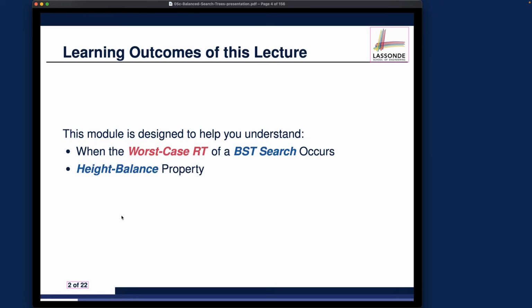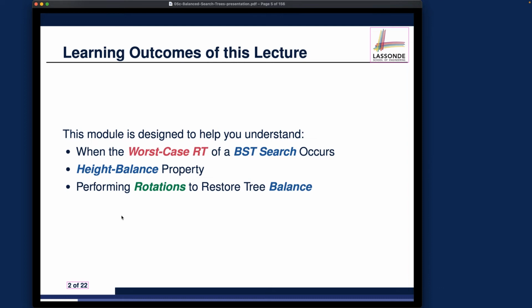And we're going to talk about the height balance property. So we want to know exactly what kind of property we want to maintain for the tree in order to achieve the efficient searching running time, which is big O of log n. And also we want to see how we can perform the so-called rotations to restore the tree balance. So this will be the main learning outcome at the end, and this will be the solution. We want to first see what kind of property we want to achieve for the binary search tree, and then the solution will be to perform rotations whenever possible.